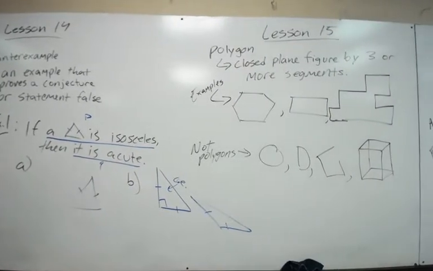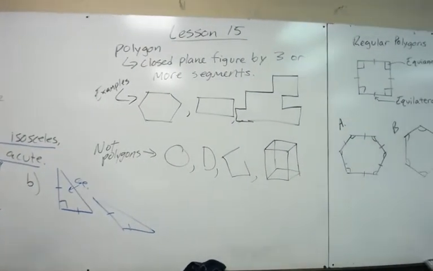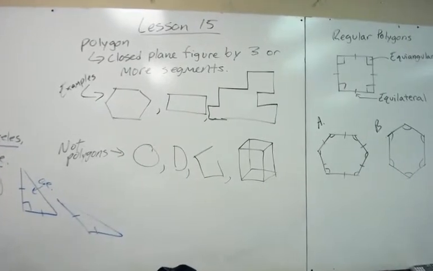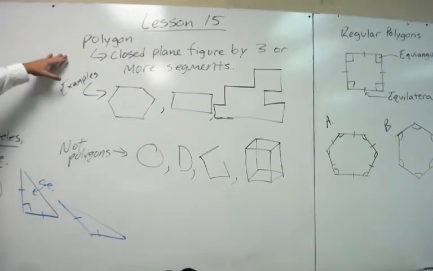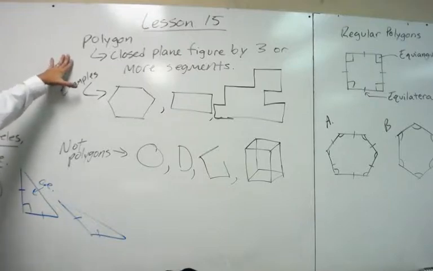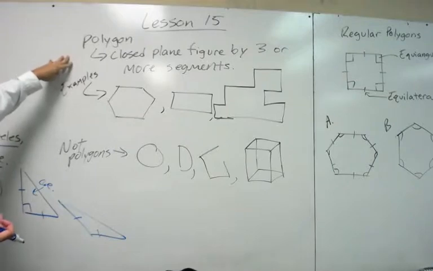So let's move on to lesson 15, talking about polygons. We looked at the triangle specifically and in detail recently, but now we're going to look at polygons. The definition of a polygon is a closed plane figure formed by 3 or more segments. You cannot have a polygon unless you have at least 3 lines.